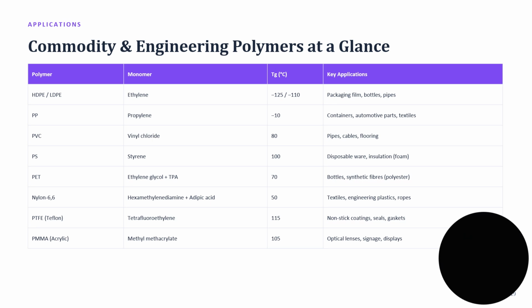Notice the pattern across this table. Tg correlates directly with room temperature behavior. Polymers with Tg well below room temperature behave as flexible rubber, while those with Tg above room temperature behave as rigid glass. That single number tells you an enormous amount about a material's everyday mechanical character.